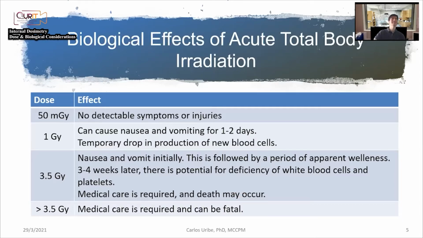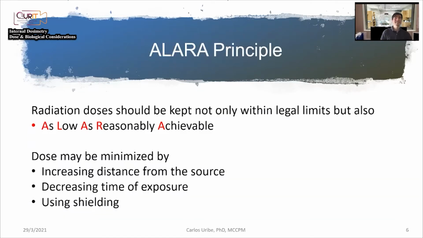Now, most of these values typically come from observations done in Hiroshima and Nagasaki after the atomic bomb, when people were exposed to radiation. So that's why we have this ALARA principle, and the ALARA principle is basically saying that radiation doses should be kept not only within legal limits, but also as low as reasonably achievable. And that's where the ALARA comes from.